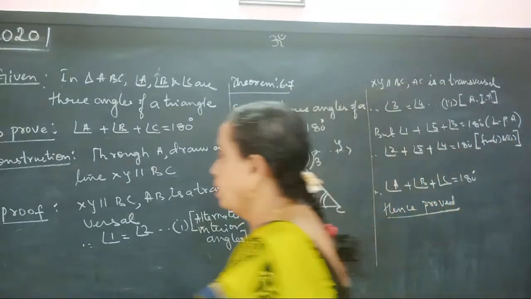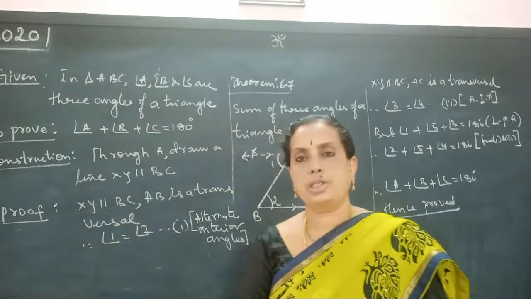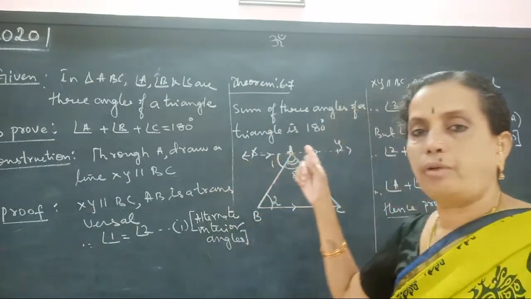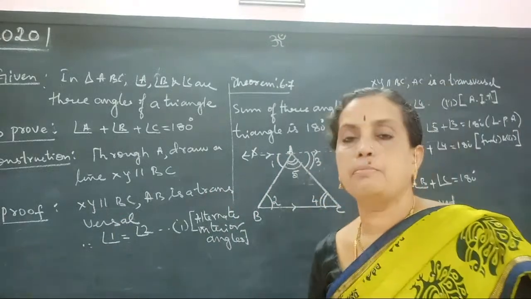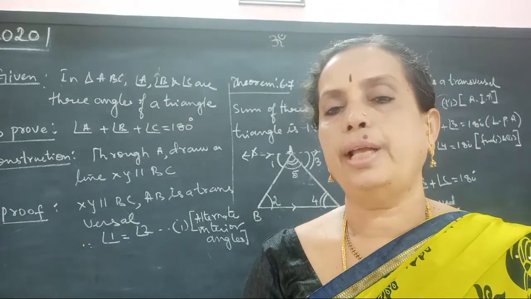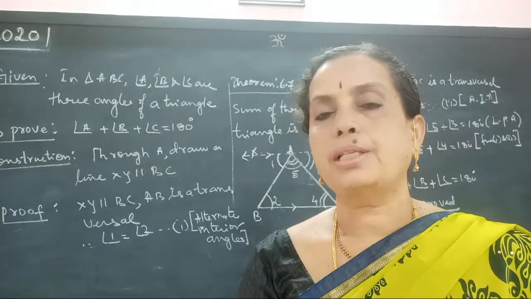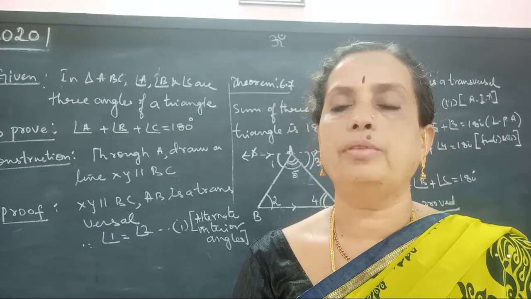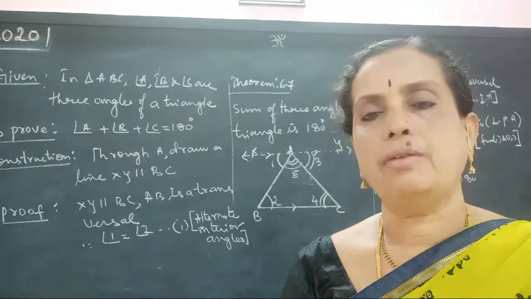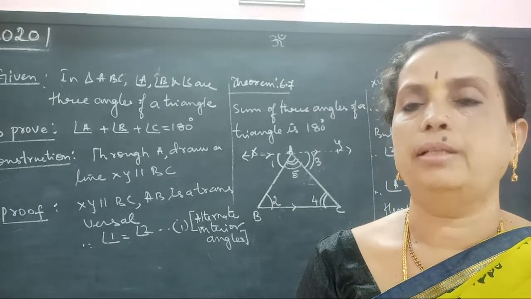This theorem, apart from other theorems, consists of one more step called construction. Here we did the construction: draw a line XY parallel to the base BC. Okay, I'll move on to the next theorem, that is theorem 6.8, the exterior angle property of the triangle. That is, the exterior angle of a triangle is equal to the sum of the interior opposite angles.